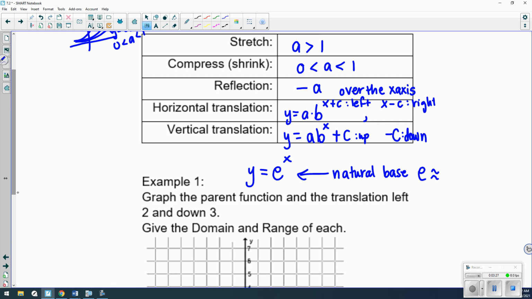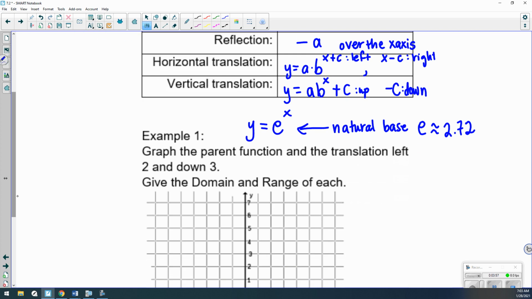E comes from the last name of a Swiss mathematician, Leonhard Euler. It sounds like Oiler, but it's spelled E-U-L-E-R. Anyway, he was a mathematician that came up with this natural base, and he just found that in nature, most exponential growth kind of follows this pattern where your base is about 2.72-ish. Okay, so we're going to graph the parent function and then the translation left 2 and down 3.